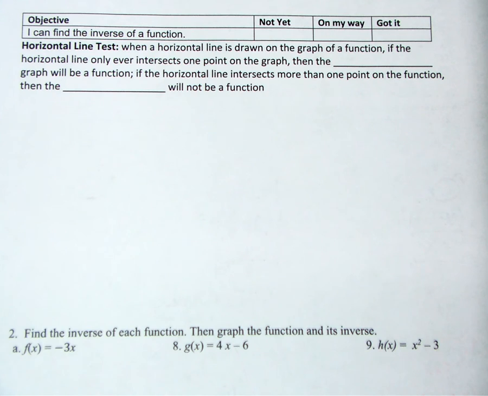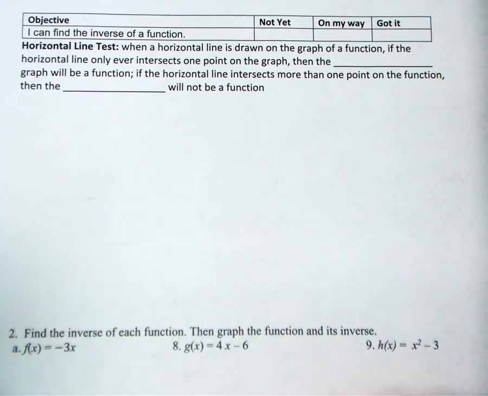The first one is this idea of the horizontal line test. Now, we learned way back in chapter 0 that the vertical line test can be used to tell whether or not the graph I'm looking at is a function. The horizontal line test is used to be able to tell whether or not the inverse of the graph I'm looking at is a function.